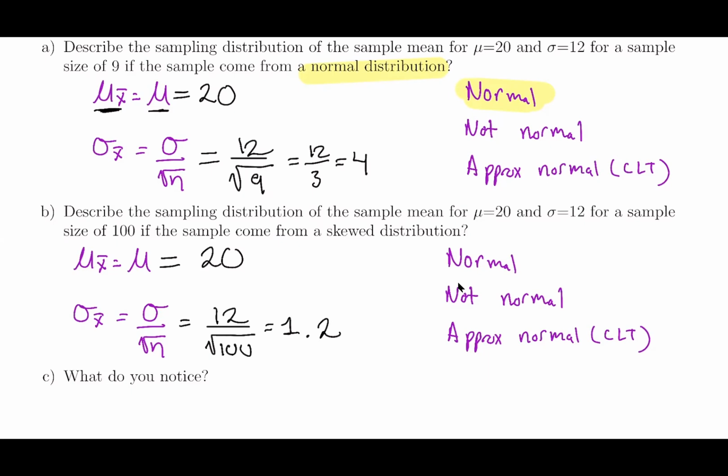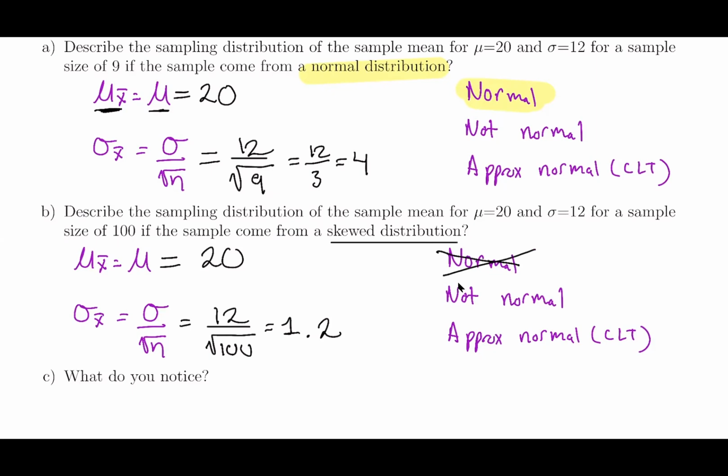Okay, lastly, we want to check to see if the distribution is normal, not normal, or approximately normal. To check if it's normal, the problem has to tell you it's normal. So what type of distribution does the problem tell us this one has? Skewed. Yes, they tell us it's skewed, so they're telling us it's not normal. It doesn't start off as a normal distribution.